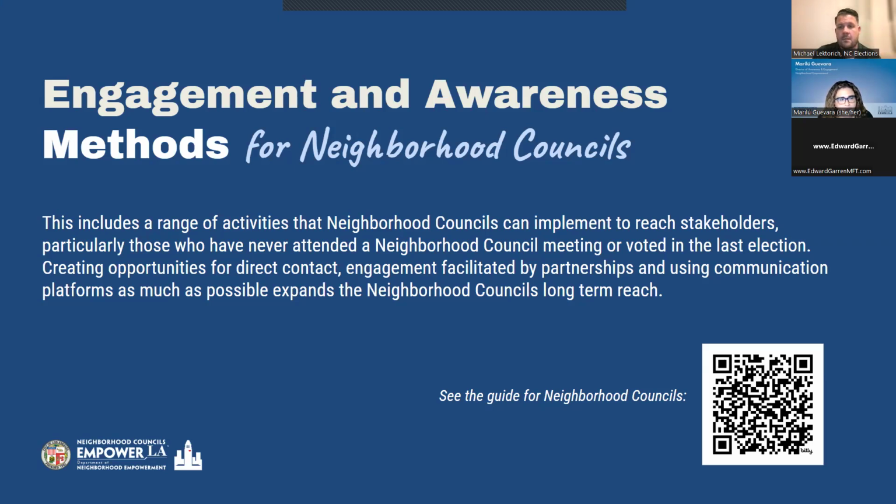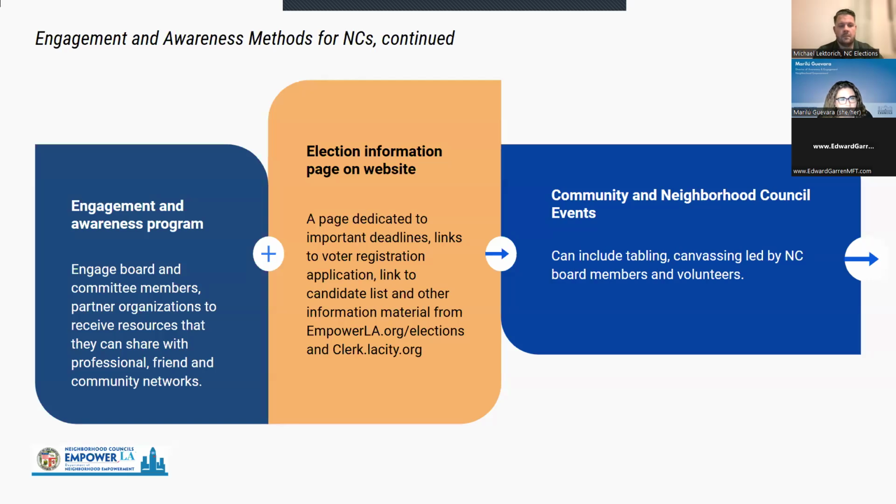This guide will include engagement and awareness methods for neighborhood councils. It will include a range of activities that neighborhood councils can implement to reach stakeholders, particularly those who've never attended a neighborhood council meeting or voted in any election. It covers creating opportunities for direct contact, engagement facilitated by partnerships, and using communication platforms as much as possible to expand the neighborhood council's long-term reach. I'll highlight a couple of these methods, but the guide will include much more.